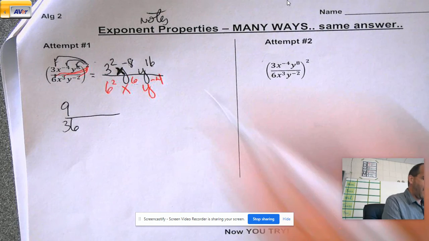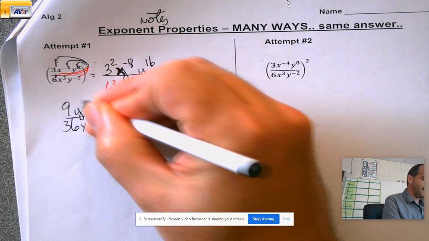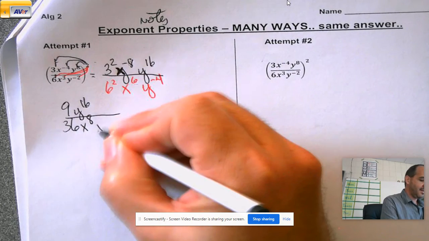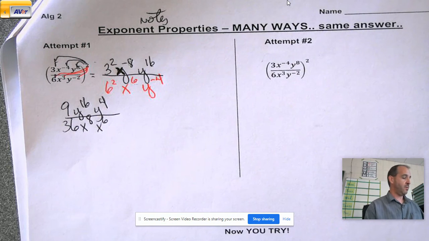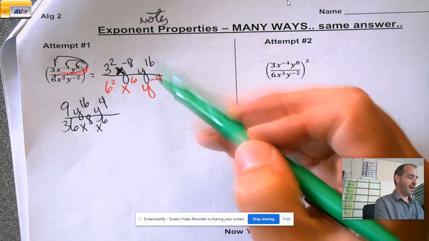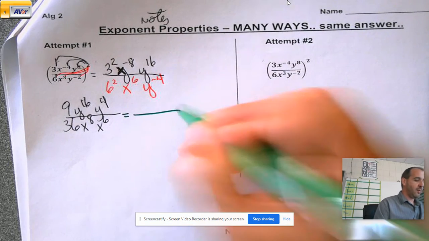So I'm going to look and I go, okay, x to the -8 is going to flip down. Y to the 16th is going to stay because it's positive. And then x to the 6th is going to stay. And y to the -4th is going to flip. Again, lots of options I even had there. Division rules, subtract, or do my flipping. Now to me, that made this easier for a couple of reasons.